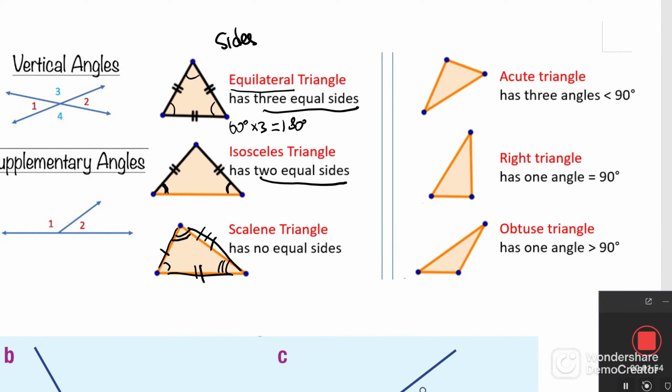Next, we have the column on our right. We are classifying triangles by their angles. A triangle that has three angles less than 90 degrees, we call an acute triangle. An easy way of finding whether something is less than 90 degrees is to put the corner of a piece of paper on each of the angles and see if it is smaller than the corner.